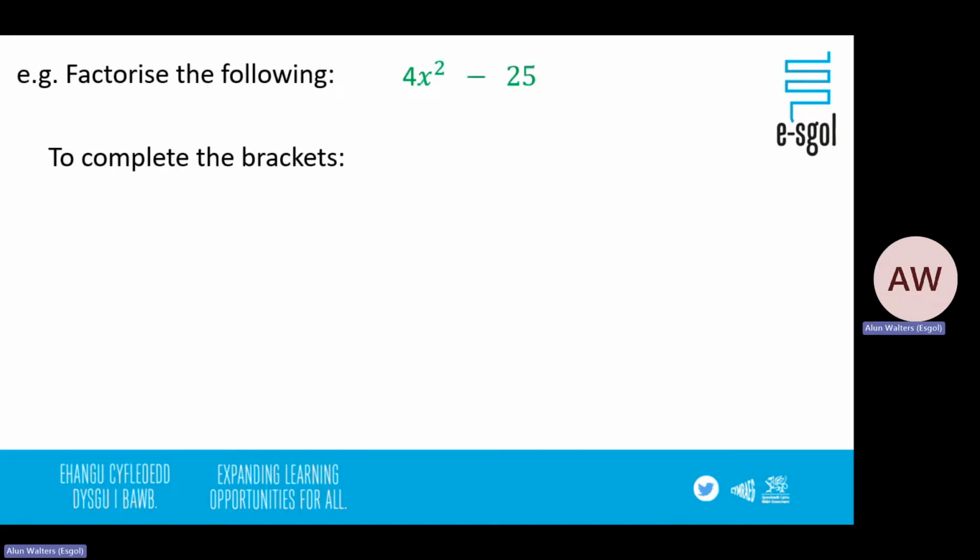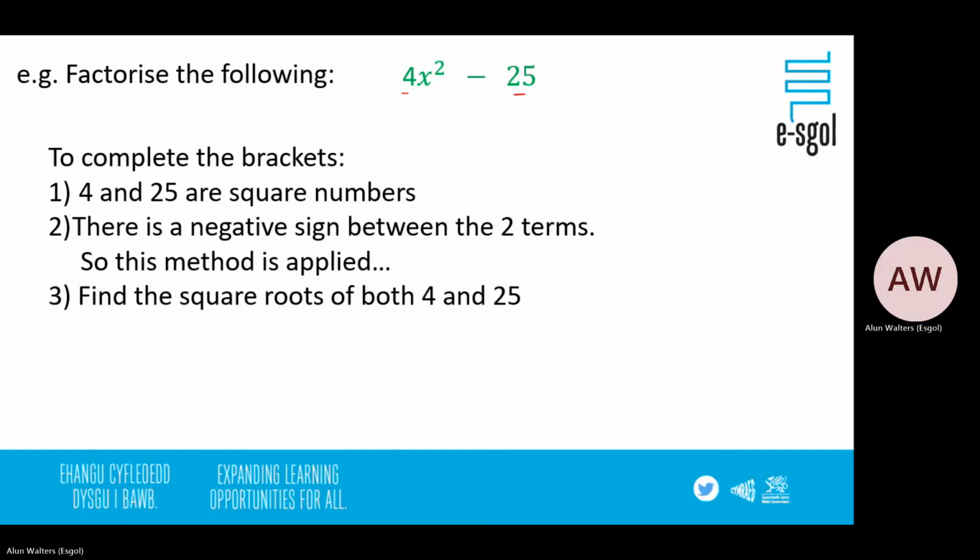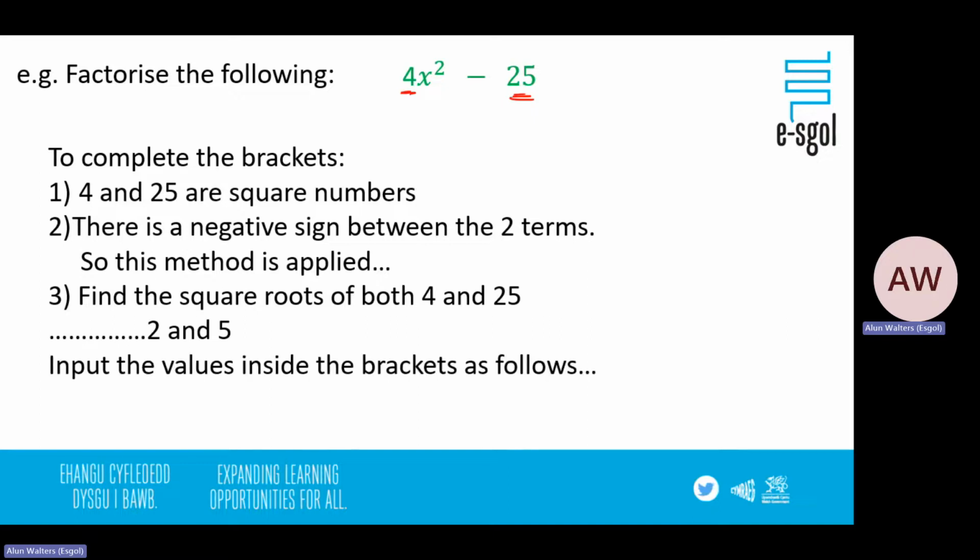So that's typical. You know you're going to end up with two brackets. So what I'm looking for, 4 and 25 are square numbers. And there's a difference sign between them, or negative sign between them. So this method is going to apply. So what we do is this. We find the square root of 4, which is 2, and the square root of 25, which is 5. So there's the two square numbers, and we write them into brackets as follows.